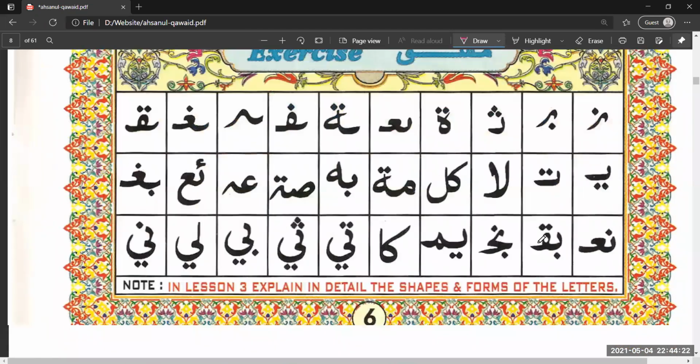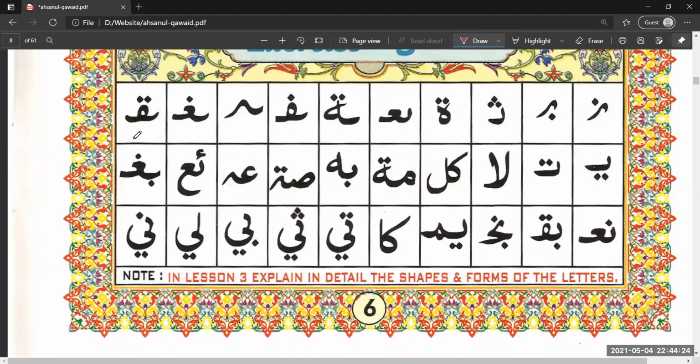All right, so we're going to go through this exercise together so we can practice recognizing the letters that they just showed us above. So this first one would be a noon, 1 dot at the top. This next one would be a ba. This one we should know is a tha, 3 dots at the top. This one would be a ta at the end form. This one would be our ayn.